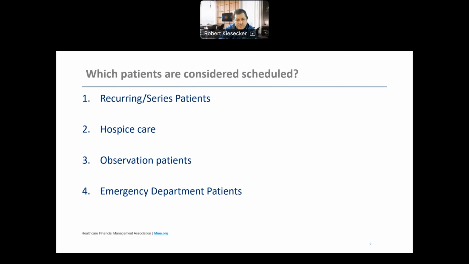All right, a little bit of review. Which patients are considered scheduled? Is it recurring service patients? Is it hospice patients? Or is it observation patients? Or last but not least, is it emergency department patients?